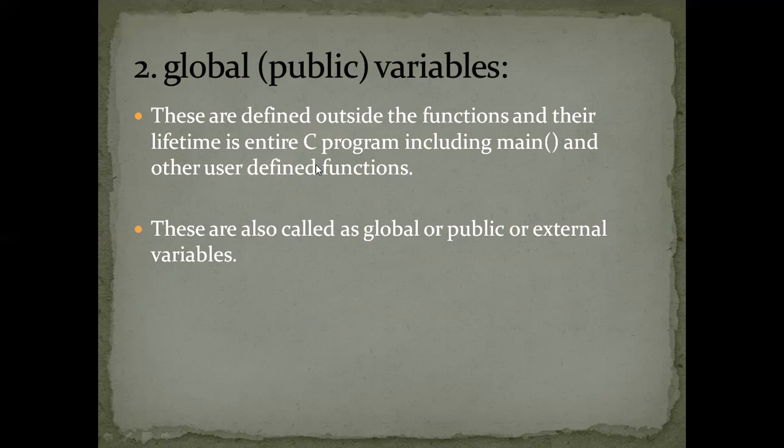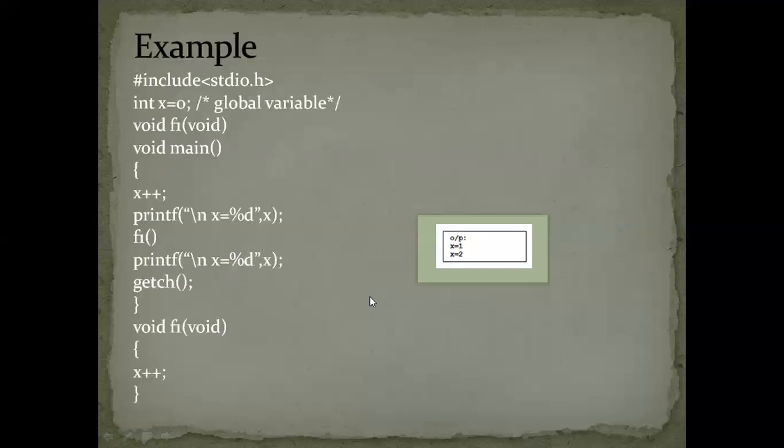So these are used to share data between many functions in a C program. They are also called global, public or external variables. A local variable is called an internal variable and global variables are called external variables. Okay, we'll see one example for this.